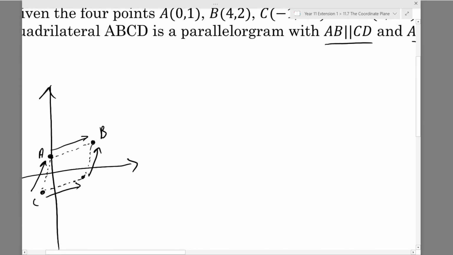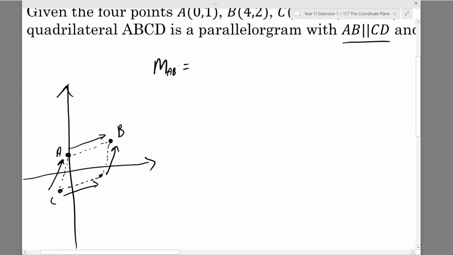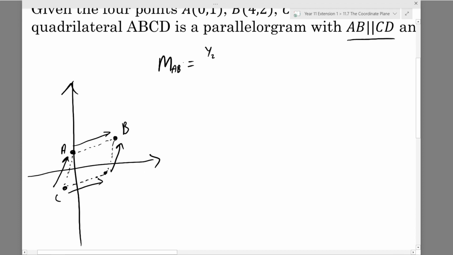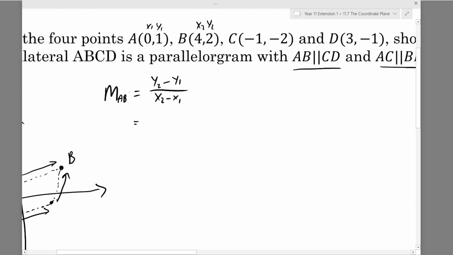So we'll start with finding the gradients, because if we want to show that these things are parallel, we need to look at their gradients. If their gradients are the same, then they're parallel. So I need to look at the gradient of AB, or M of AB. We know the formula is y2 minus y1 over x2 minus x1. It's just the difference of the y coordinates over the difference of the x. So I'll label y2, x2, y1, x1, okay?